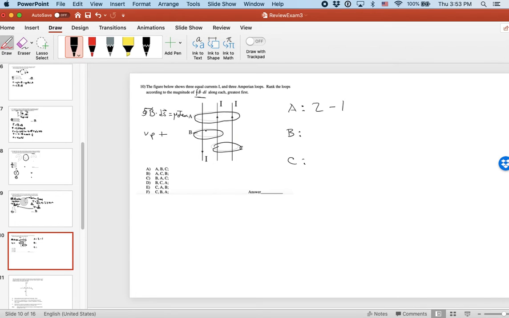Now B is enclosing 1 up and 1 down. So we're going to say 1 minus 1. And then C is enclosing 2 up, 2. So this is going to give us 1. This is going to give us 0. And this is going to give us 2. So our answer is going to be CAB, which is E.